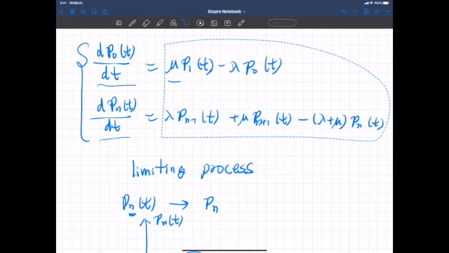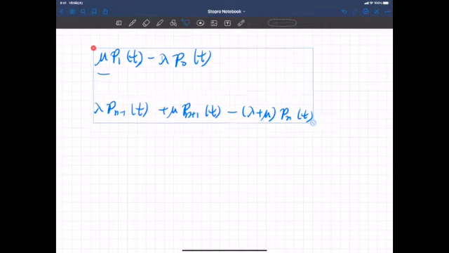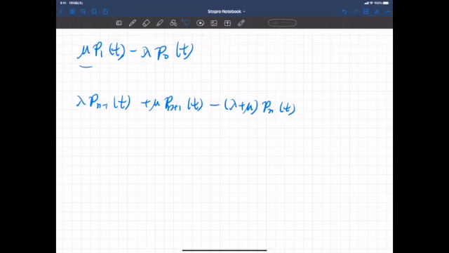So let's see. Let's copy this. So we should have this equal to 0 and this equal to 0. Okay, now instead of a differential difference equation, we have a difference equation.